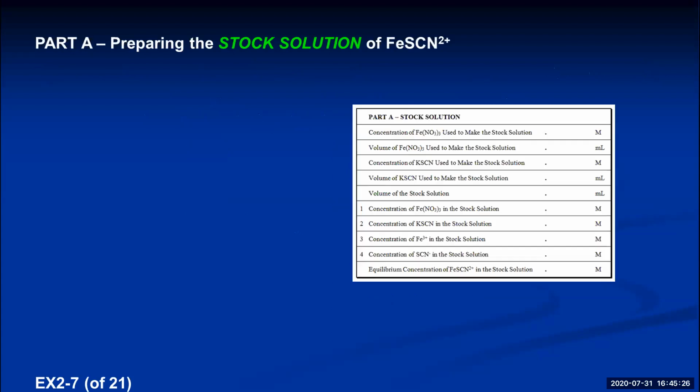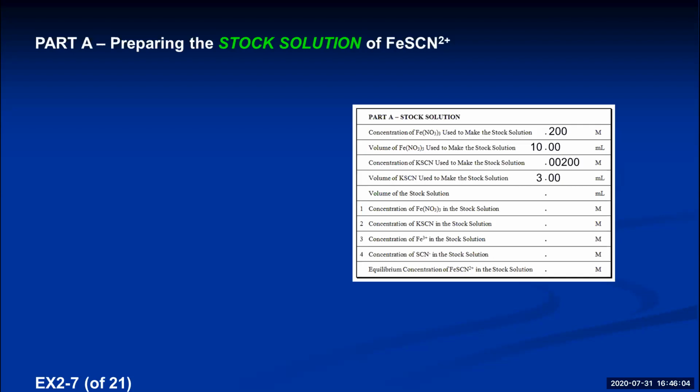So in your data table for part A, let's go through the entries. The first one says, what's the concentration of FeNO3 taken 3 times used to make the stock solution? That's what we showed you on the last slide. It was 0.200 molar. What volume of the iron 3 nitrate solution are we going to use to make the stock solution? We're going to use 10.00 milliliters. What's the concentration of the potassium thiocyanate used to make the stock solution? From the previous slide, it was 0.00200 molar. What was the volume of the potassium thiocyanate used? We used 3.00 milliliters.